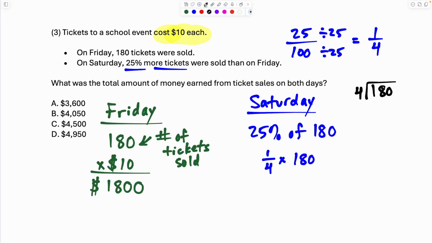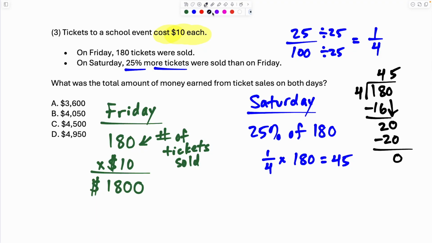So let's go ahead and do this. I could do 18 divided by 4 and get as close as 4 times 4, which is 16. We subtract, get 2, bring down the 0. 20 divided by 4 is 5. 5 times 4 is 20. Subtract, no remainder here. So this works out to 45. Okay, we have to think about this number though. The 45 tells us how many more tickets were sold than on Friday.